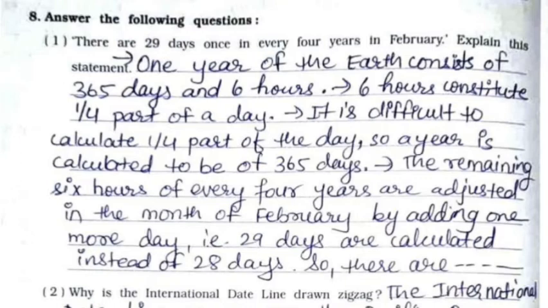The remaining 6 hours of every 4 years are adjusted in the month of February by adding one more day, that is 29 days are calculated instead of 28 days. So, there are 29 days once in every 4 years in February.